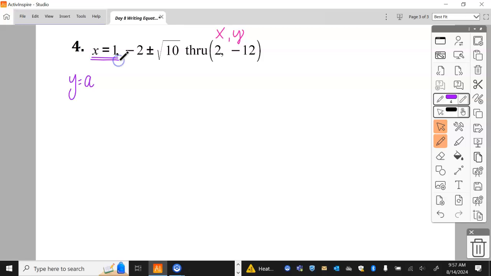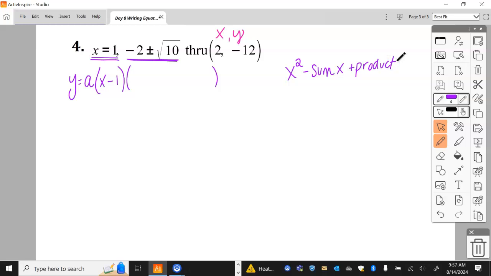Here's my first zero, x equals 1. So when we write that as a factor, we change the sign and it becomes x minus 1. And now we have -2 plus and minus the square root of 10. Those are our complex conjugate roots. Well, in order to find out what that turns into as a factor, let's hop straight to our shortcut, which is x squared minus the sum of the conjugates with an x plus the product.